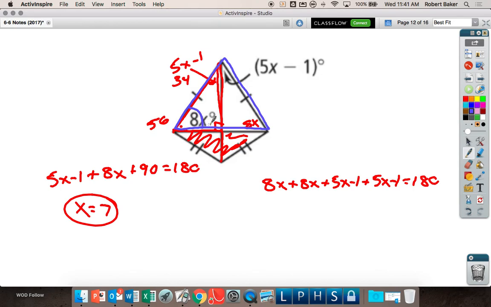Same answer. 8x plus 8x plus 5x minus 1 plus 5x minus 1 equals 180. It works, it's just a lot longer.